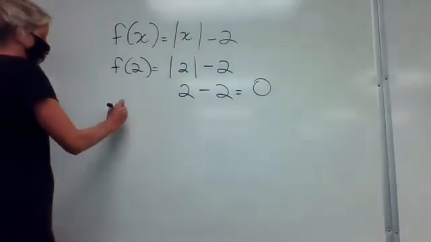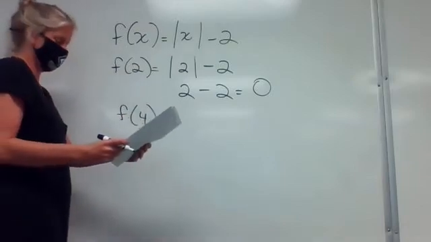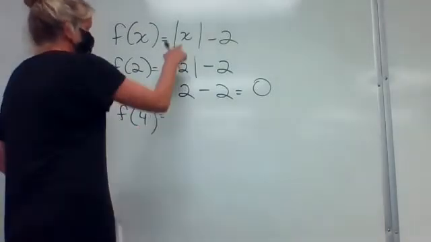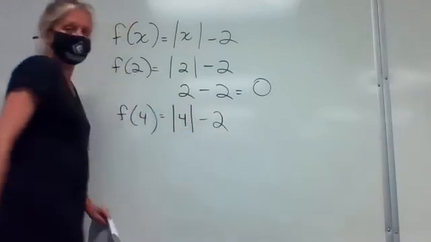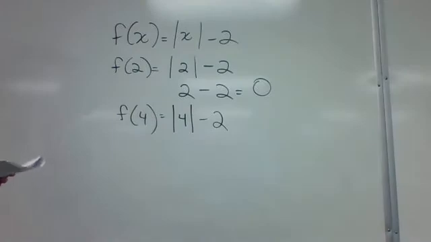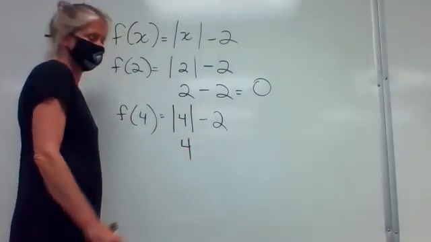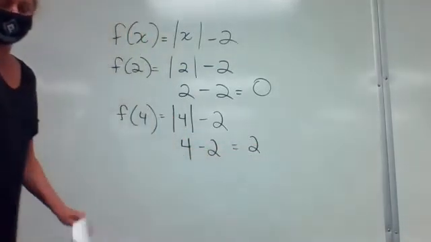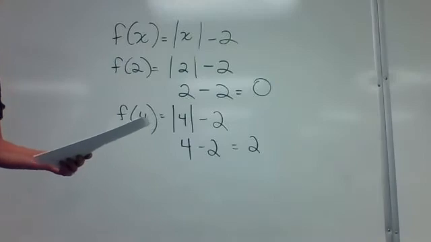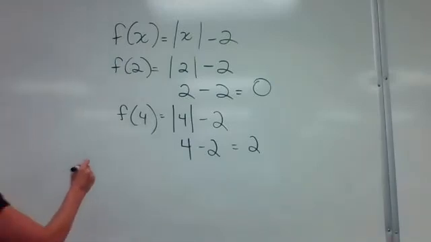The next one is f of 4. So replacing the x with 4. So the absolute value of 4 minus 2. The absolute value of 4 is 4. Bring down the minus 2, and 4 minus 2 is 2. Here's the only one that gets a little weird. F of a plus 2.